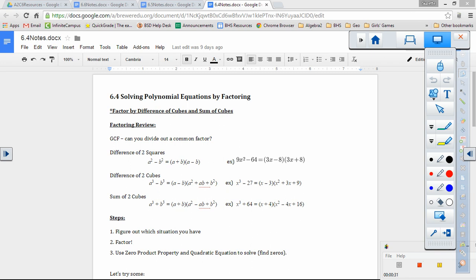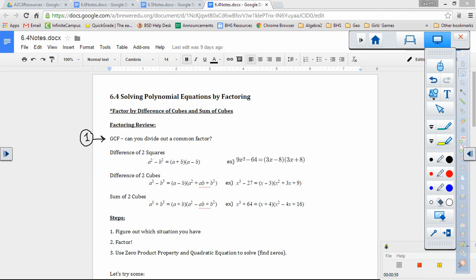You will notice in the notes here we have a little bit of a review, factor by difference of cubes and sum of cubes. And before we do those two though, we're going to start with factoring out a greatest common factor. Can you divide out a common factor? That is always step one. That is always the first thing that you start with. Try to see if you can make your problem a little less cumbersome, a lot of smaller numbers, things like that. So you want to try to break it down if you can.